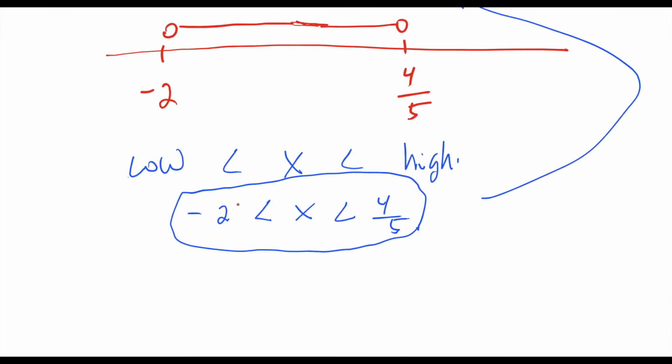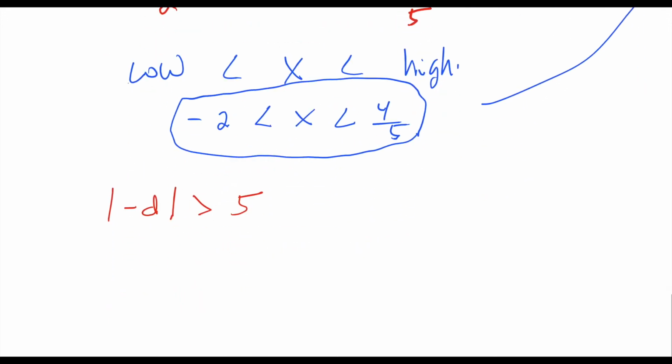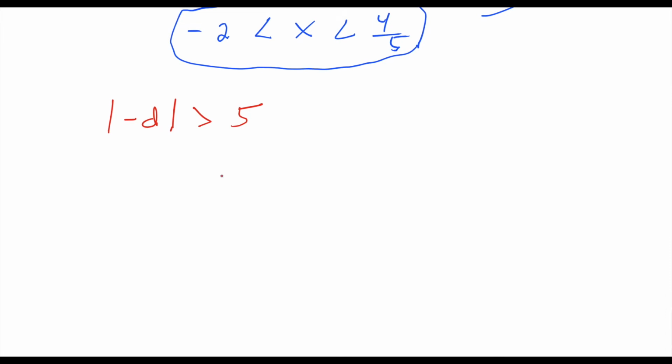So let's do the absolute value of negative d is greater than 5. Are you with me? Okay. So case 1 and then case 2. All right, so what does case 1 tell us to do? Remove the bars.